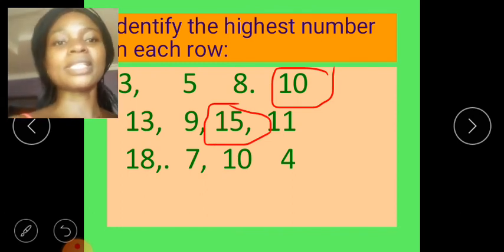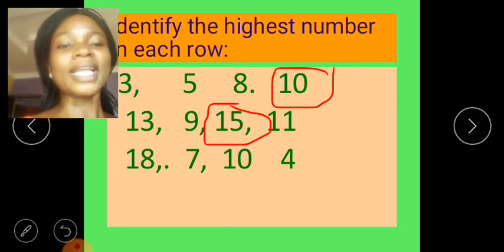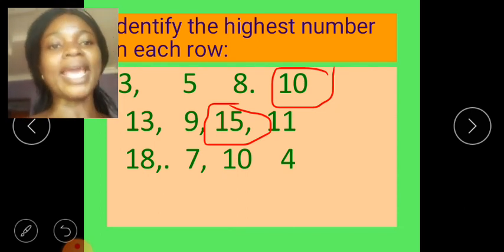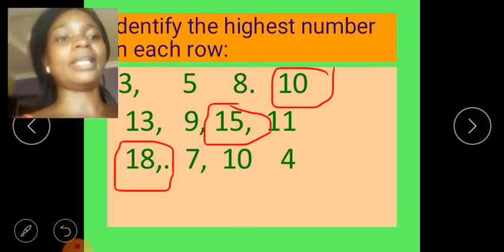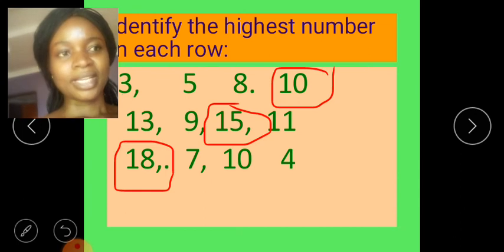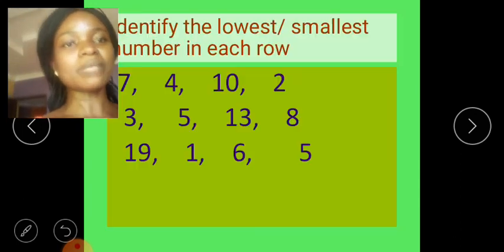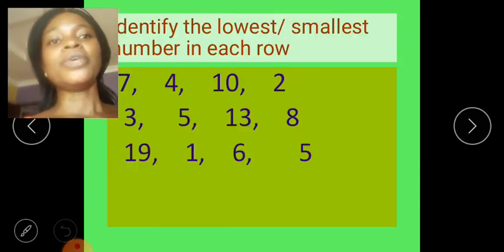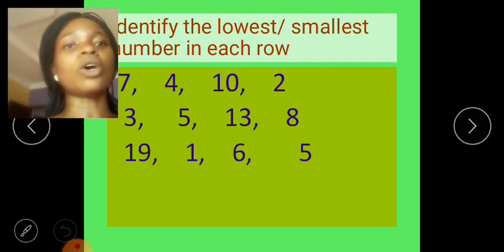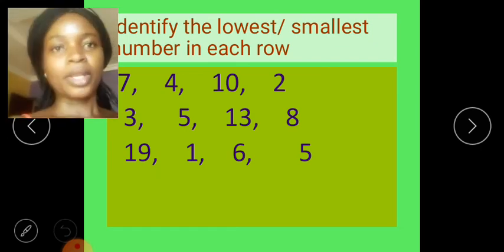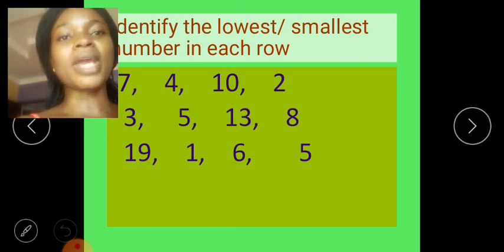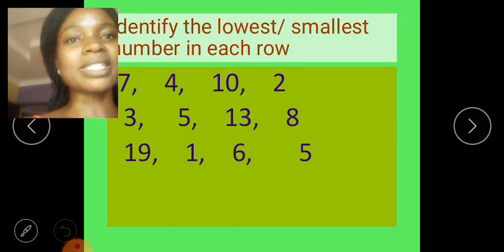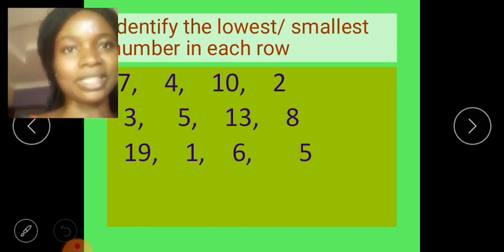Now let's move to the next one. We have 18, 7, 10, 4. If we keep counting on, we know that 18 is the biggest in this line. Now that you know the highest number, let's move to the lowest number. You are going to identify the lowest or smallest number in each row. Row 1 we have 7, 4, 10, and 2. Lowest means the smallest or the least number.